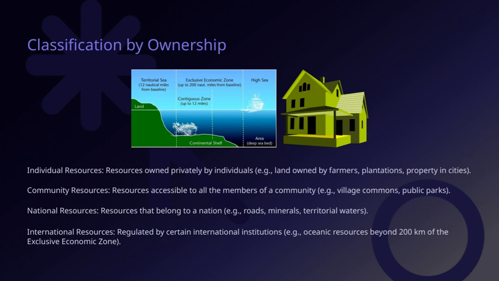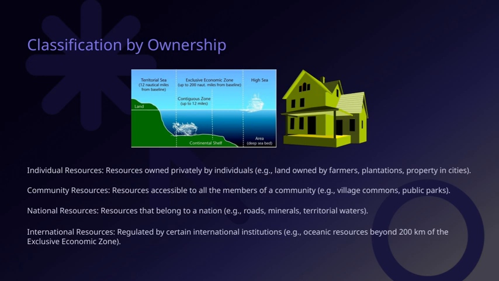Moving on, community resources are resources accessible to all members of a community. Examples include village commons or public parks. These are shared resources meant for communal use, promoting social cohesion and local well-being.